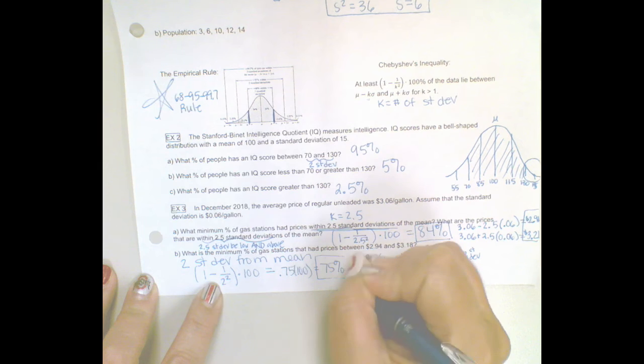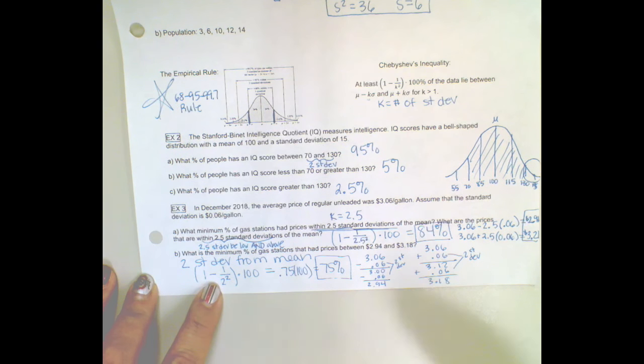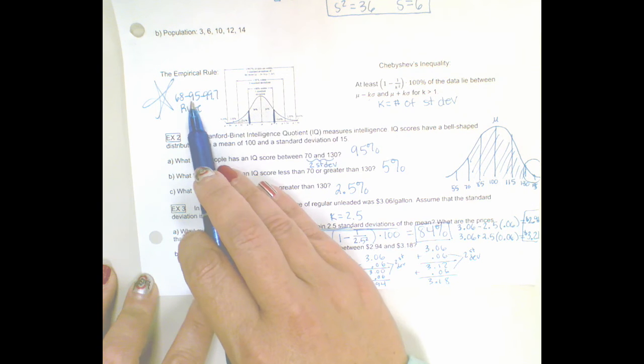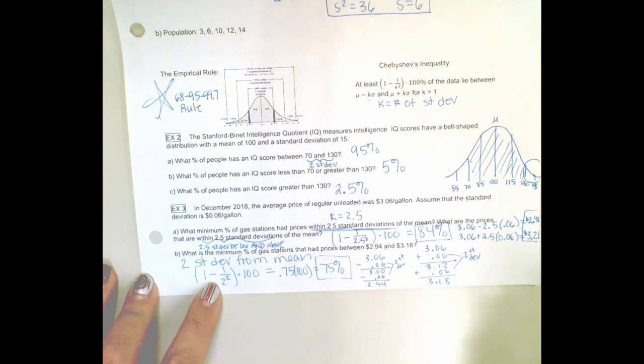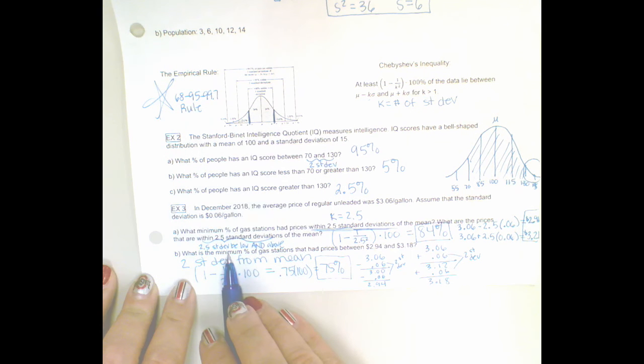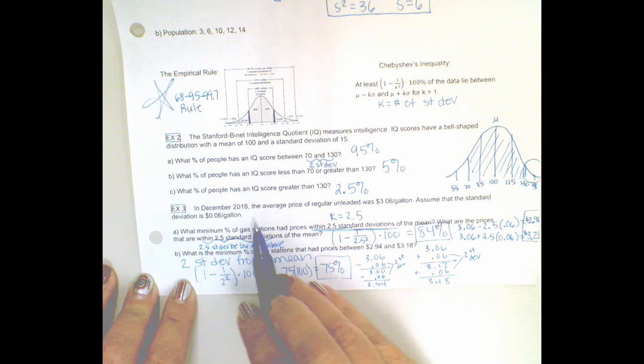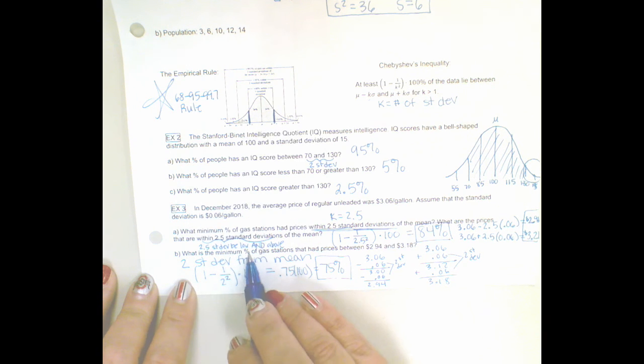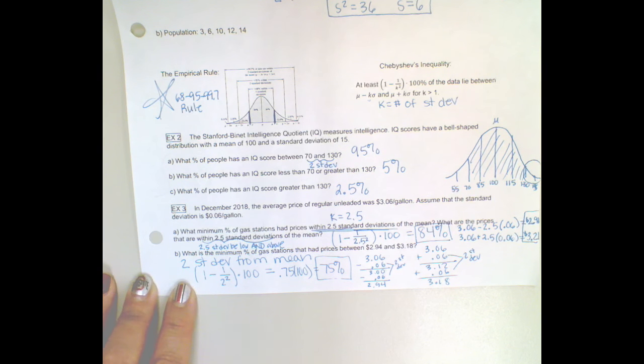So if the data were bell-shaped, we would use the empirical rule and we would say that we would expect 95% of the data to fall within 2 standard deviations. But this isn't saying that. First of all, it didn't tell us that the data was bell-shaped. Secondly, it didn't say what percent, it said what minimum percent, which is the key word that tells us to use Chebyshev's instead.